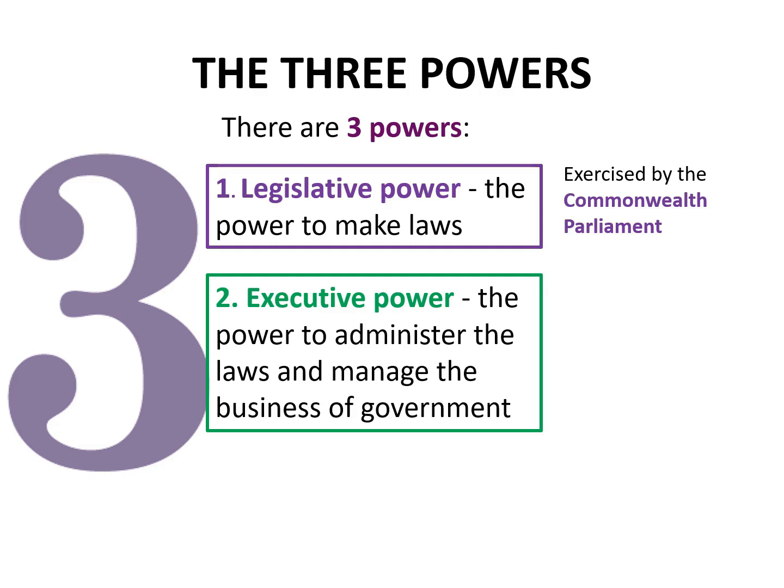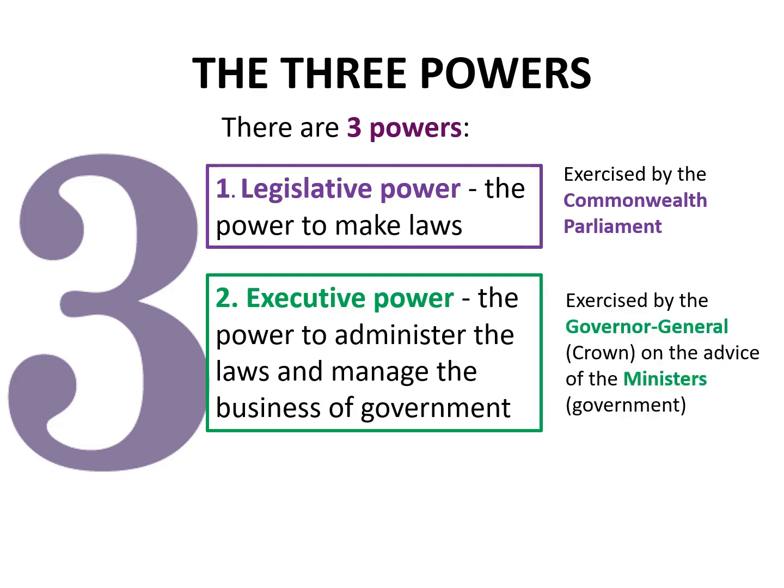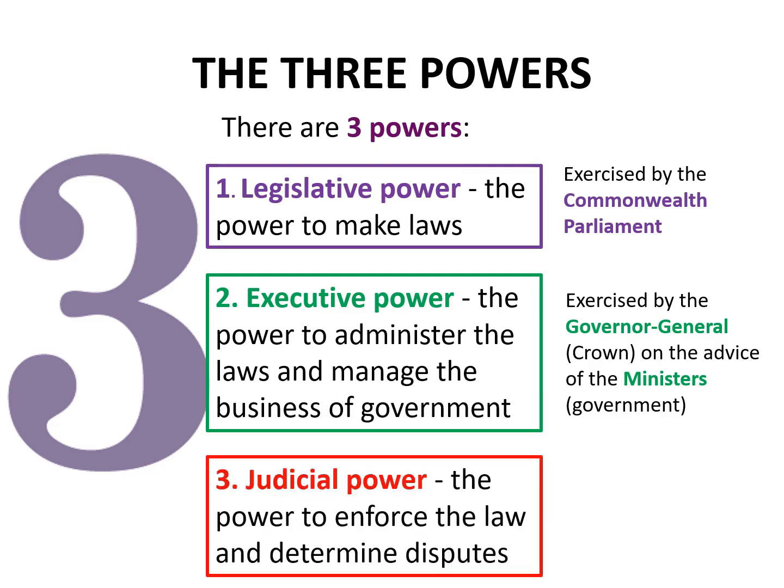This power is exercised by the Governor-General as the Crown's representative at the Commonwealth level on the advice of the ministers, that is, on the advice of the Commonwealth Government. This is really a polite way of saying that the Governor-General exercises the executive power as required by the Commonwealth Government. And the third type of power is judicial power. Judicial power is the power to enforce the law and determine disputes. This power is exercised by the High Court and other federal courts.